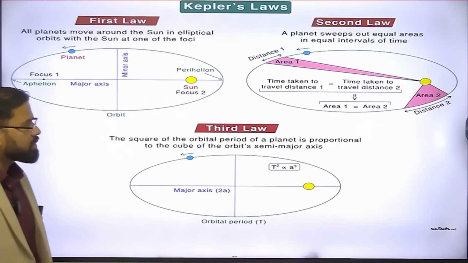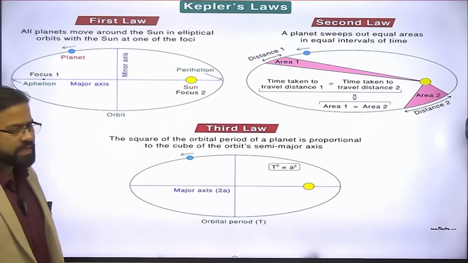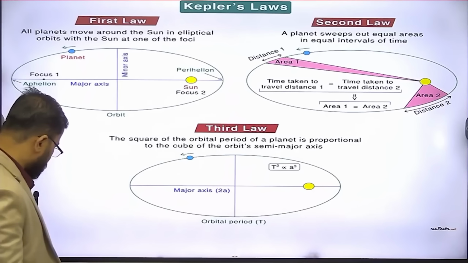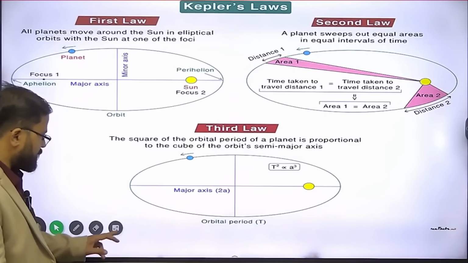What is the second law? A planet sweeps out equal areas in equal intervals of time. Kepler's second law.